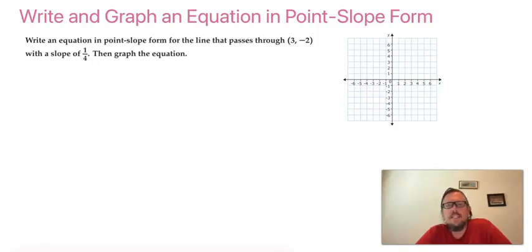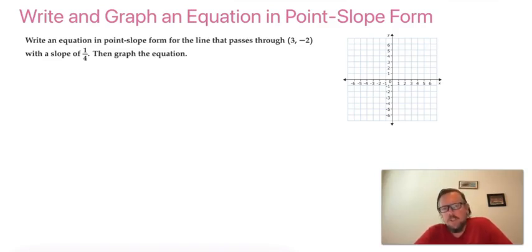There are two kinds of equations that we've learned so far. We've learned standard form, which is ax plus by equals c, and we've learned slope-intercept form, which is y equals mx plus b. But there's a third kind we haven't talked about yet, and that is a kind called point-slope form. And point-slope form, perfectly named because it's used when you have the slope and just a point.